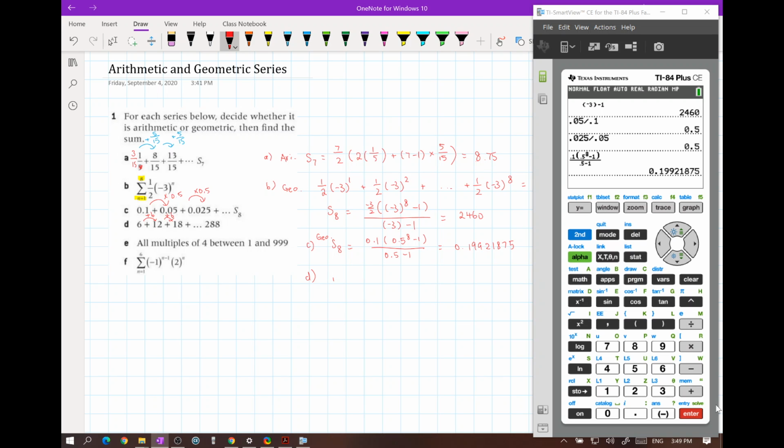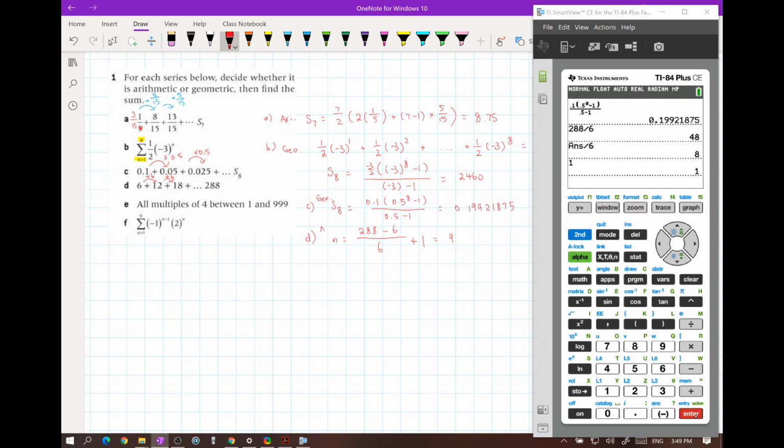So remembering that we can actually find how many terms there are by taking the last term subtracted by the first term, divided by the common difference, and remember to add one more. So this should be 48. So 48 divided by 6 plus 1 is 9. So now I can do this arithmetic.